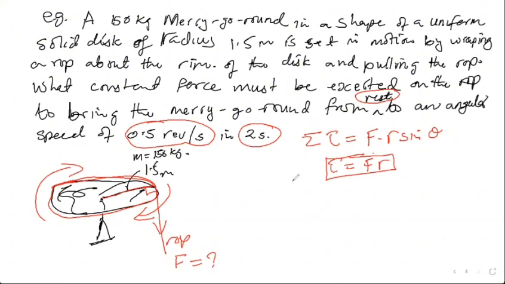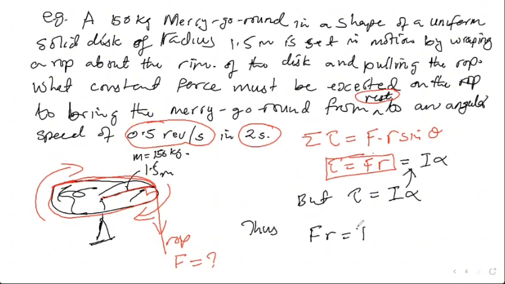And then we also know that the same torque is equal to I times angular acceleration. So we can equate this and say it equals I times angular acceleration. Thus, we simply get force times R is equal to I times angular acceleration.